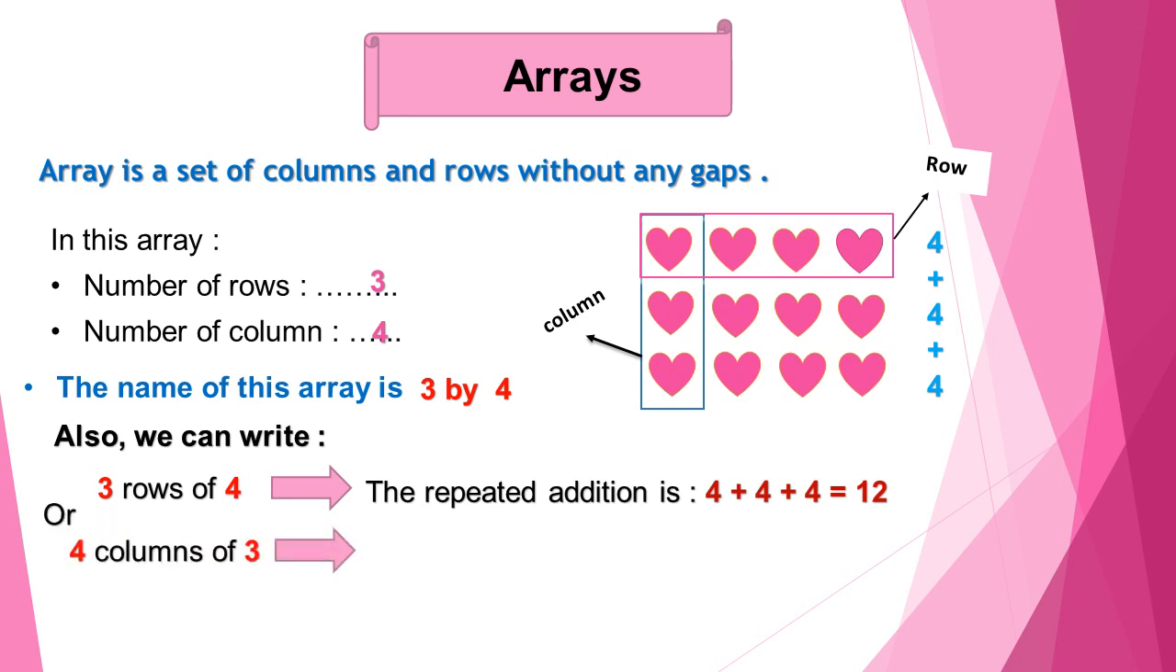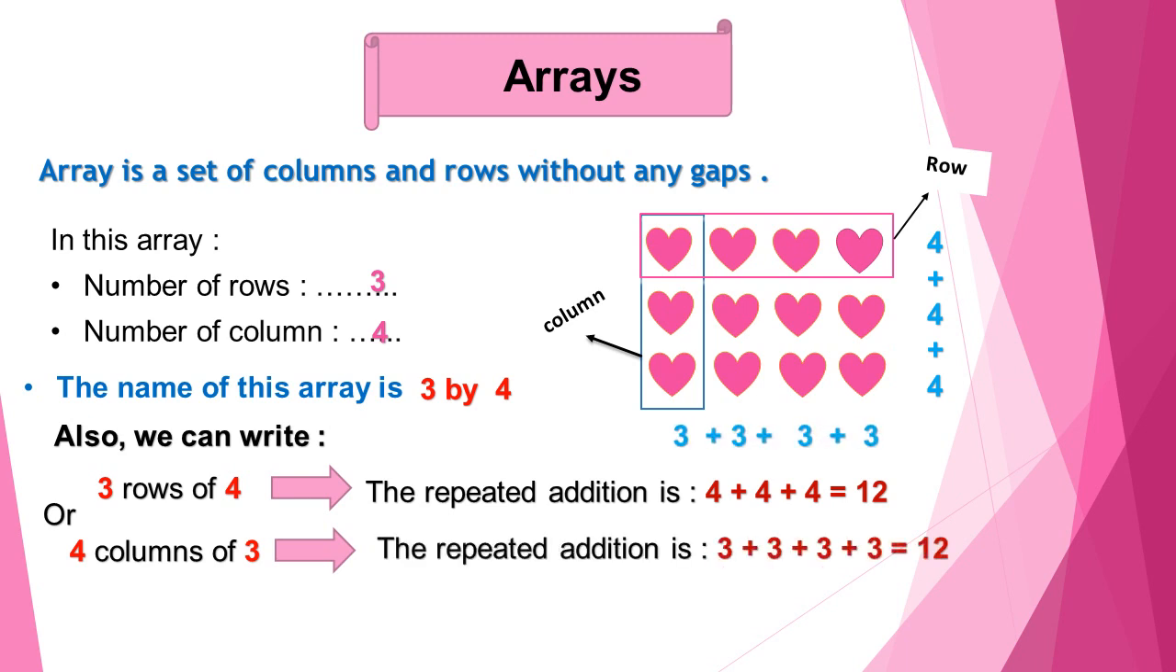Or we can write 4 columns of 3 hearts. Each column has 3 hearts. Then we can write 4 columns of 3. And the repeated addition equation is 3 plus 3 plus 3 plus 3 equals 12. We have here 3 repeated 4 times.